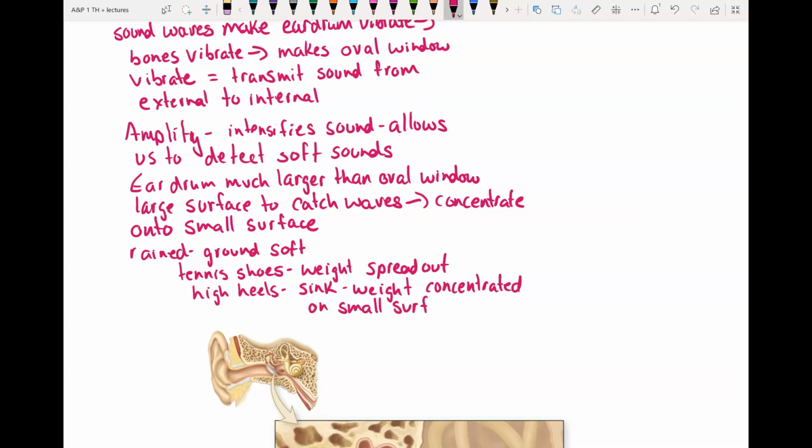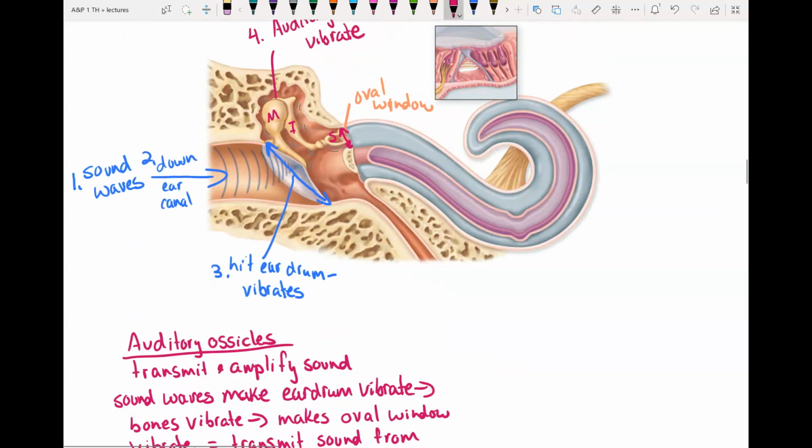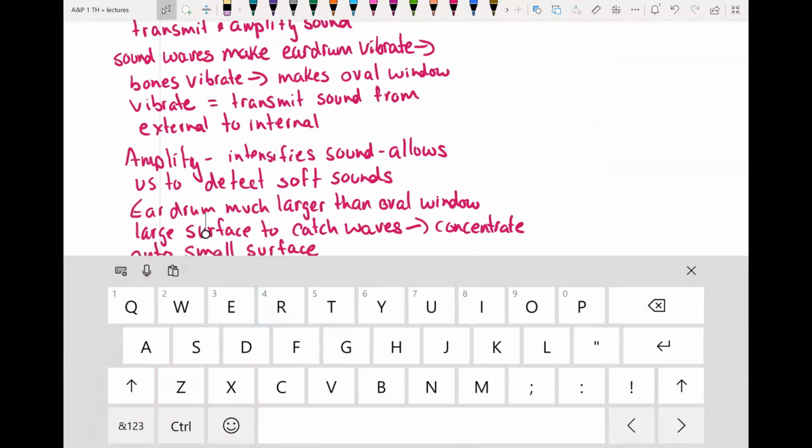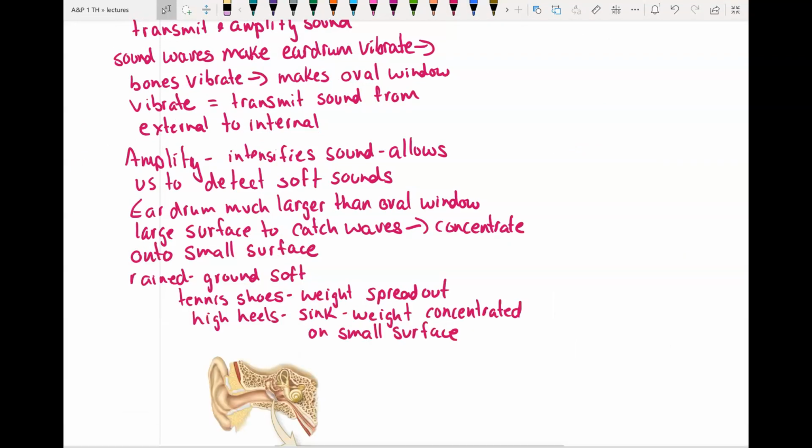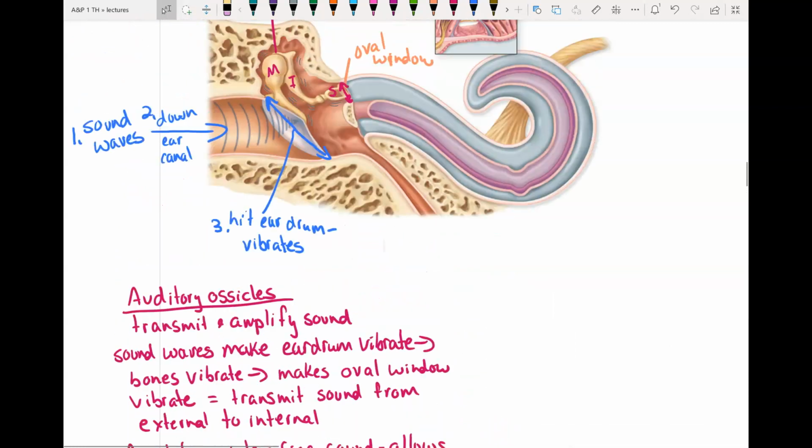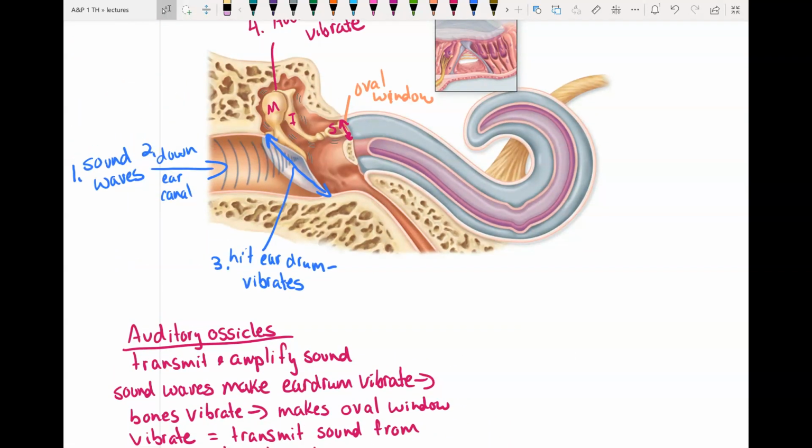So now the same weight, but because it's concentrated on a small surface, it's intense enough to break through the ground and sink down. It's the same idea here. You have a large surface capturing the sound waves, and then they're concentrated onto a small surface. So that's how the middle ear bones amplify. Next, we'll look at what happens in the inner ear.